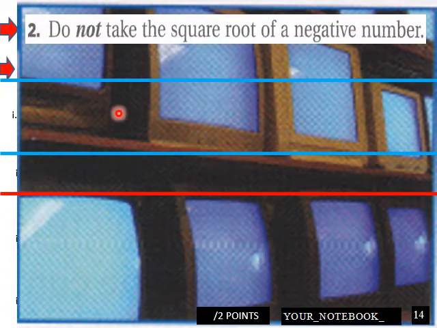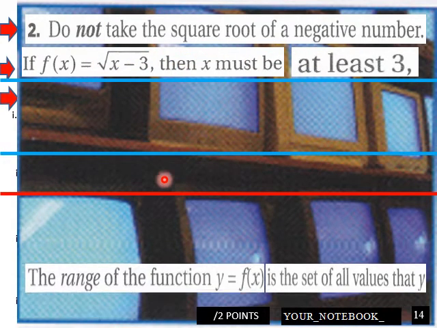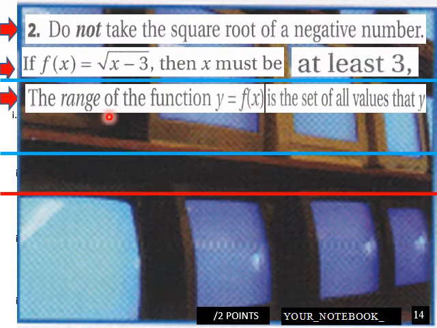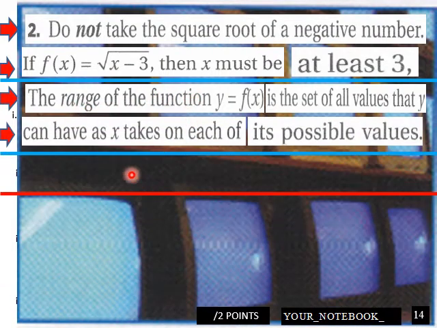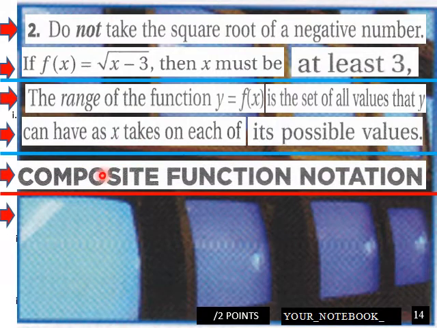Do not take the square root of a negative number. That gets into other areas that we're not going to deal with in the SAT Level 1, not in this section anyway. The range of the function y equals f of x is the set of all values that y can have as x takes on each of its possible values.